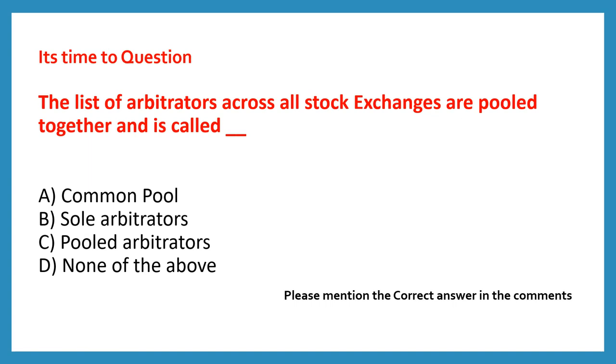Till now, we discussed sample questions of NISM 7 test. Now it's time to ask a question to you. The question is, the list of arbitrators across all stock exchanges are pooled together is called. Option A, common pool. Option B, sole arbitrators. Option C, pooled arbitrators. Option D, none of the above. Please mention the correct answer in the comments.